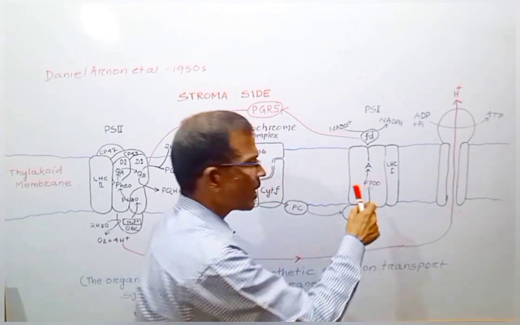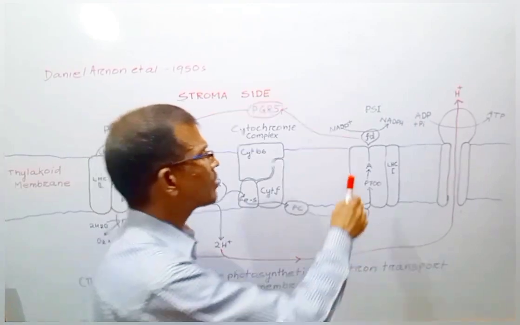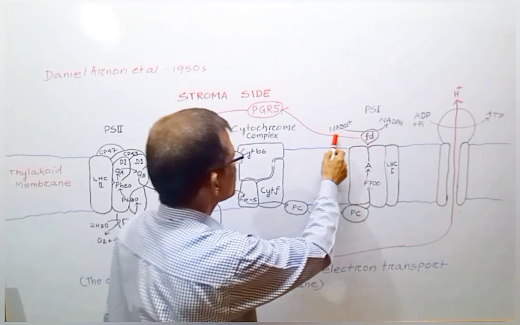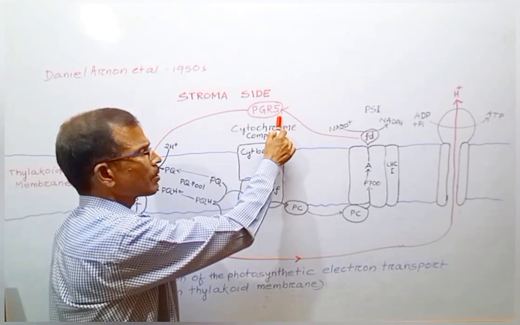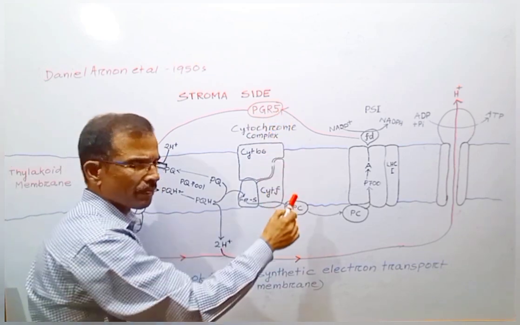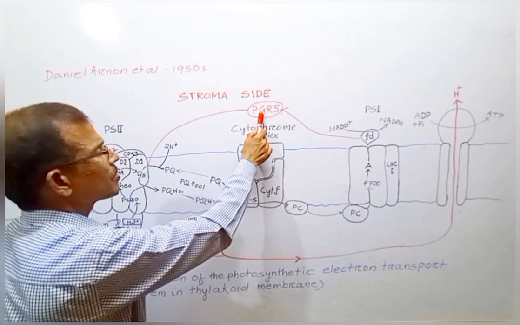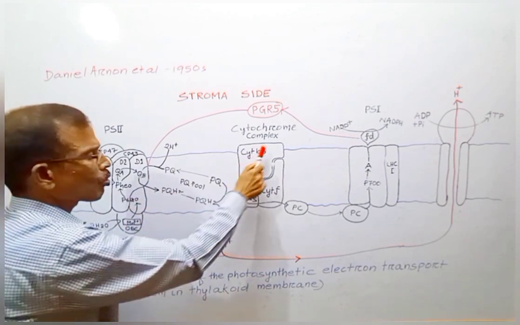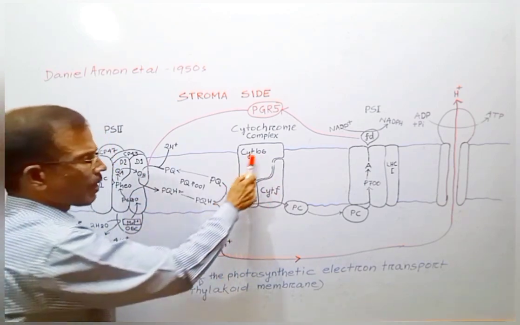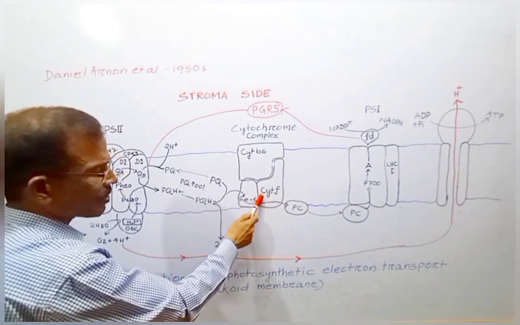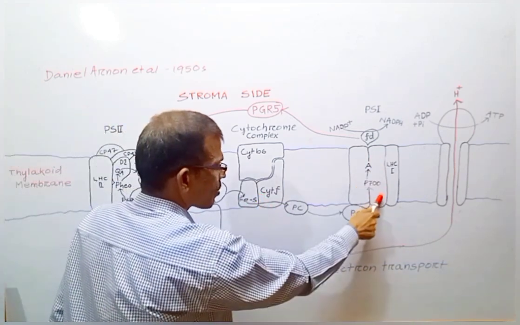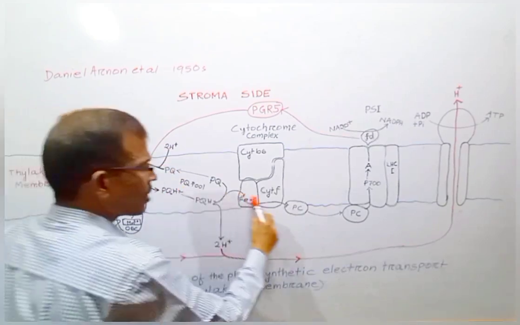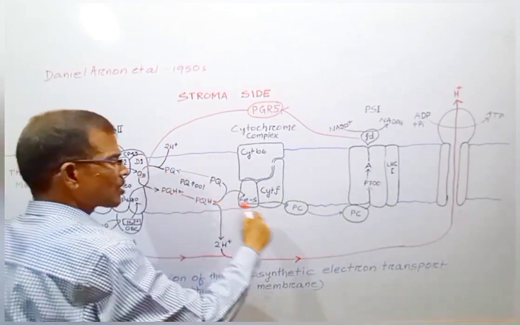Excited P700 is rapidly oxidized by an iron-sulfur protein called ferredoxin. From ferredoxin, electrons are transferred to a recently discovered protein called PGR5. From PGR5, electrons are transferred to plastoquinone and from plastoquinone to cytochrome b6f complex. From cytochrome b6f complex, electrons are cycled back to photosystem 1 through plastocyanin. This type of electron transport is known as cyclic electron transport.